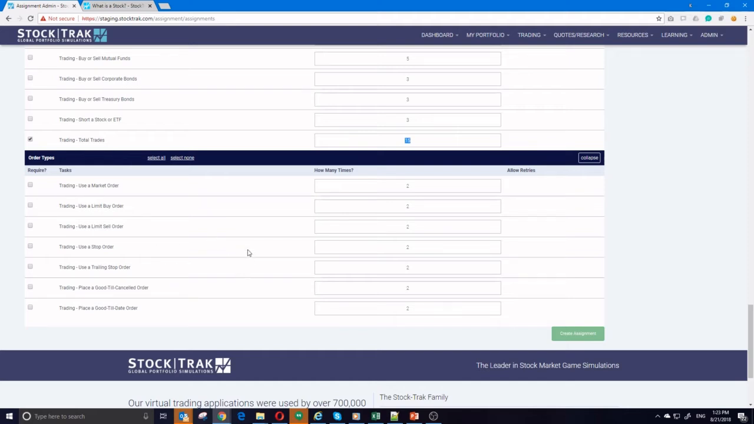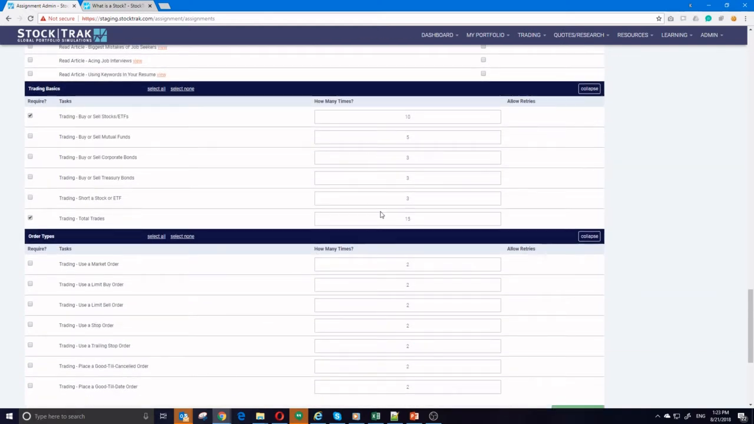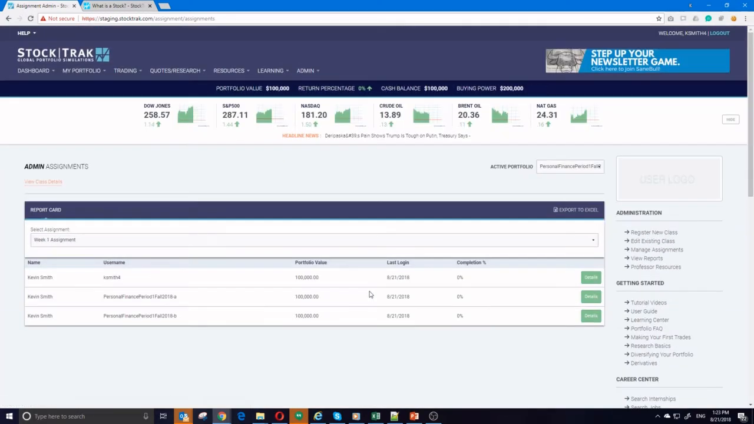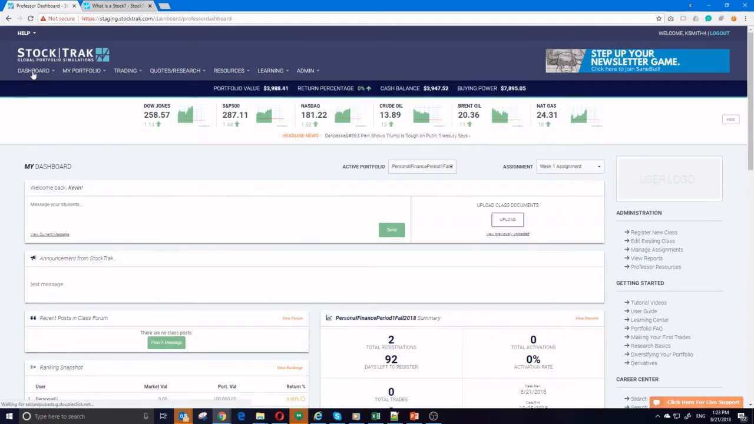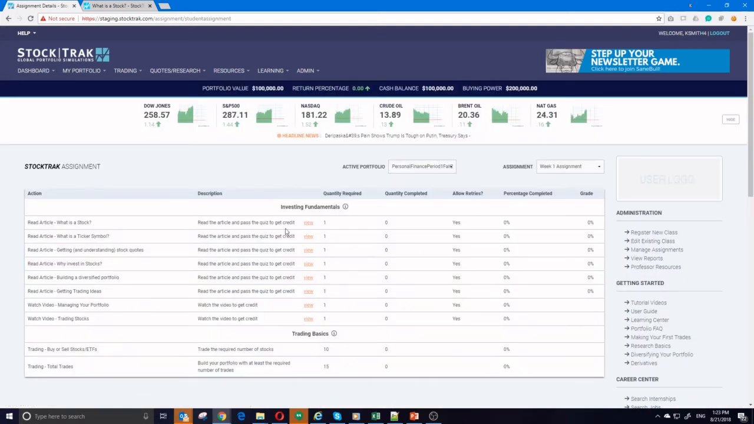Once you have the assignment set up the way you like it, click Create Assignment, and the assignment will be added to your class. When your students log in, they'll now have an assignment progress bar on their dashboard page, and if they go under Dashboard at the top, they can click StockTrak Assignment to see the items that you asked them to complete.